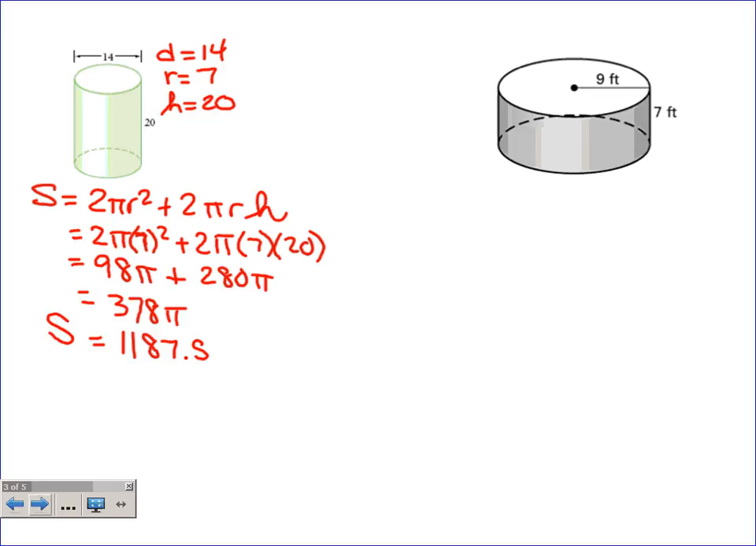Yes. Yeah, this is an S. No, that's a pi. We're getting a point S. It's context clues.